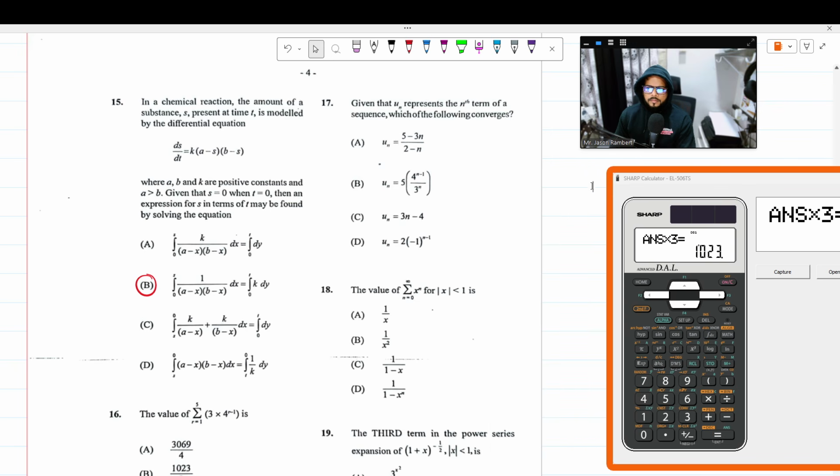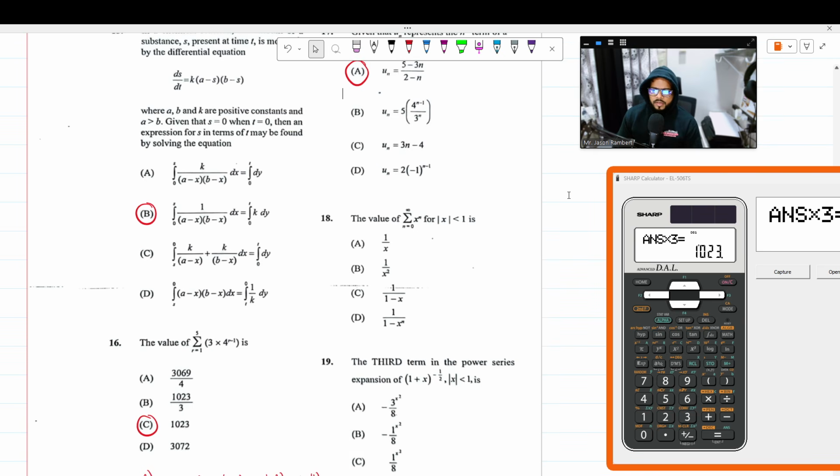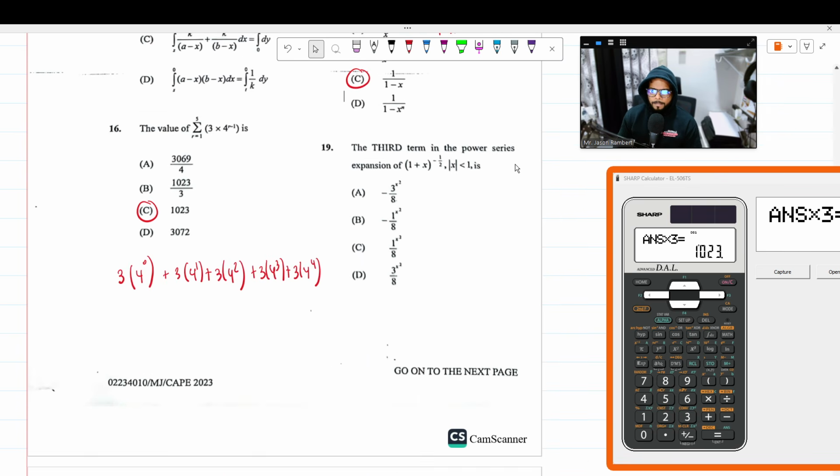Number 17. Which of the following converges? This is a repeat. This is the only one that will converge. The value of this is going to be a over 1 minus r. A is 1 and r is x. So a over 1 minus r is going to be c. The third term in this would have been a 1, then an x squared. And the only x squared terms that we have, all of them are x squared. It's supposed to be x squared.